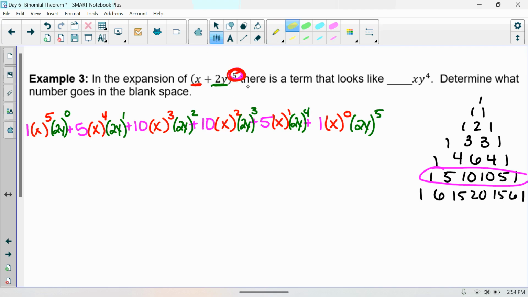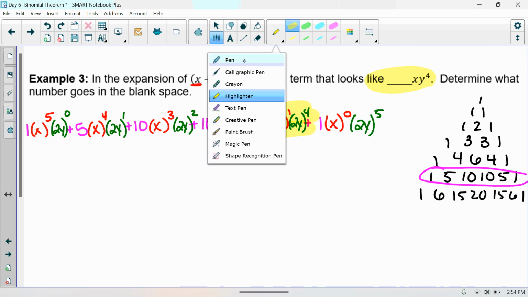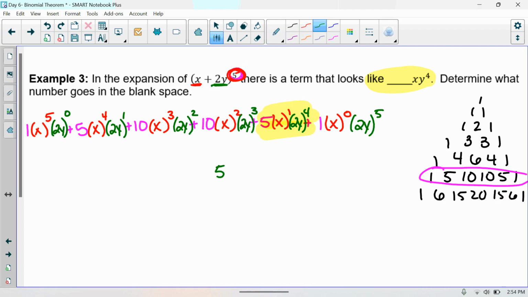But this time I don't need to finish it all out. I just want this piece. So that's this piece here. So I have 5x, 2 to the 4th, remember, is 2 to the 4th, y to the 4th. You have to give this exponent to each piece. So 2 to the 4th is 16, y to the 4th.